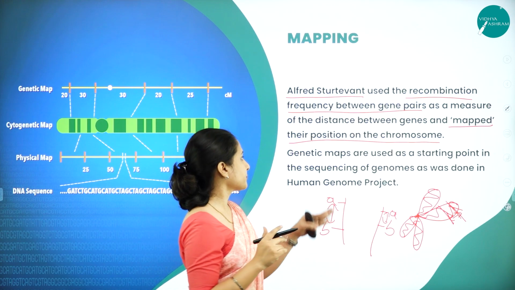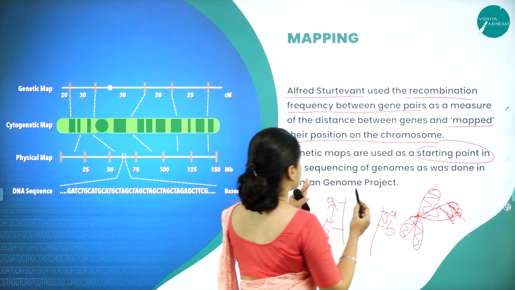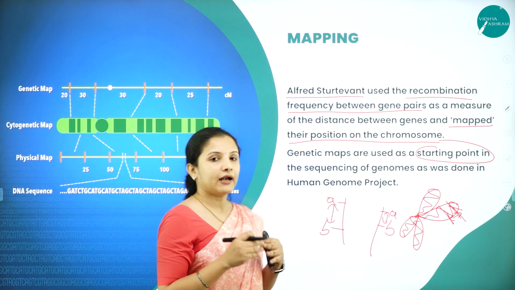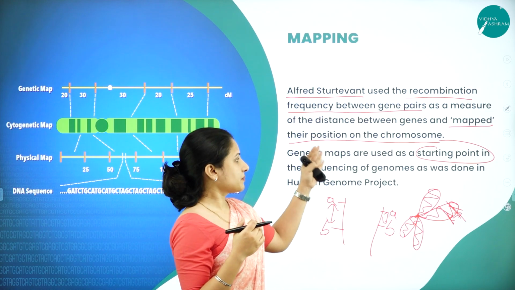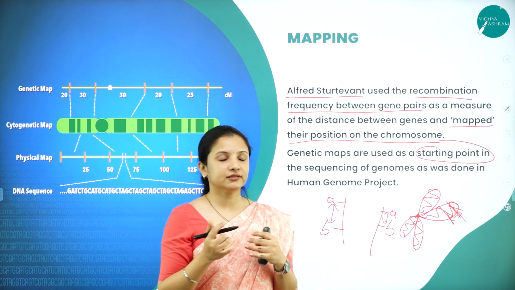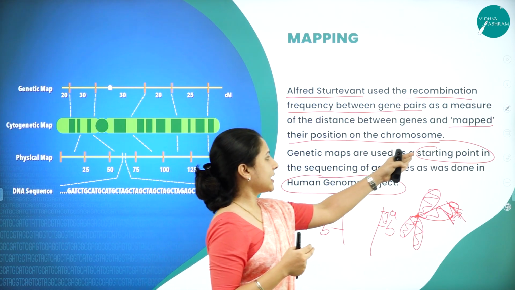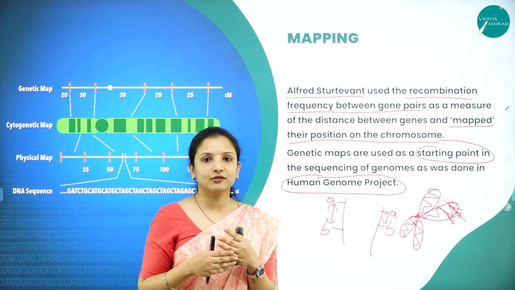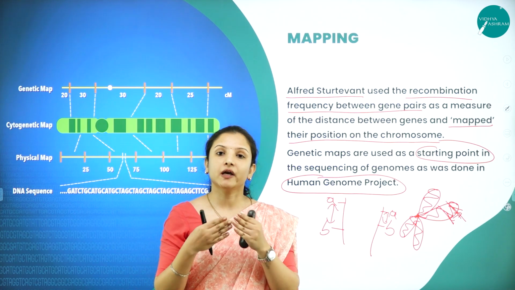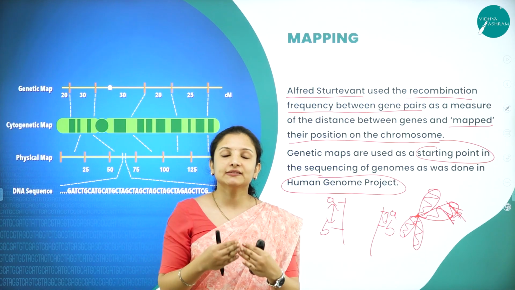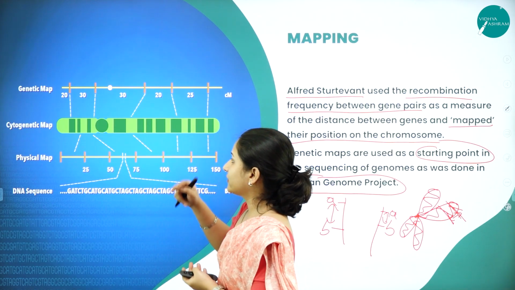Genetic maps are used as the starting point in the sequencing of the genome, and that genetic mapping was called the Human Genome Project. Sequencing of the genome is nothing but, in the chromosome wherein the DNA is present, exactly in which location or position the genes are there, those will be mapped.